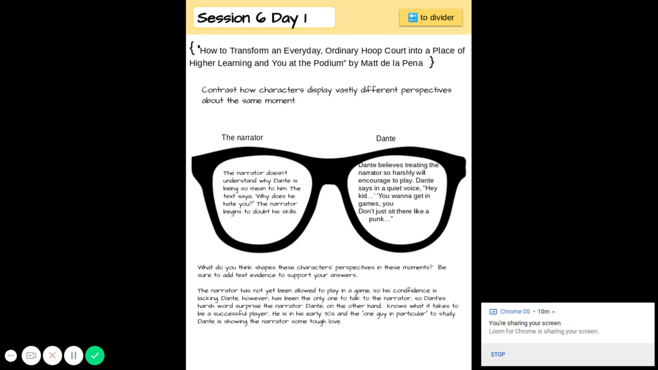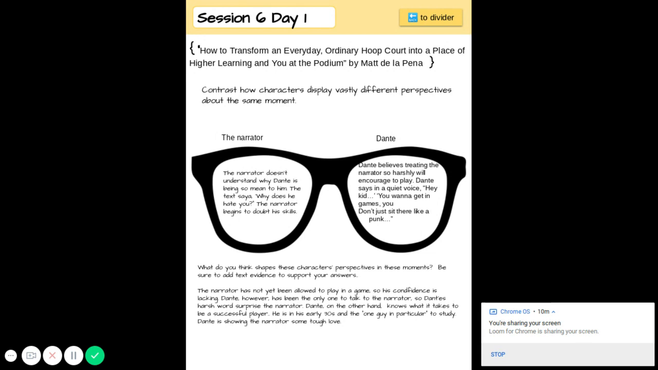Because Dante says on the bottom of page 18, he'll look up at you, mid double knot: You want to get in games, you don't just sit there like a punk, right? You stand up and challenge the baddest dude in the gym, someone like me. Then you do your thing.